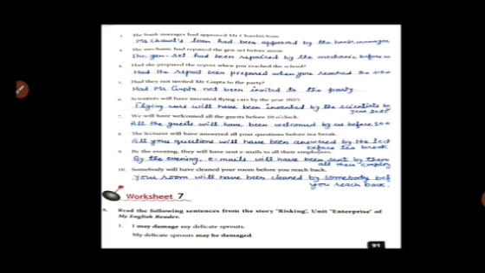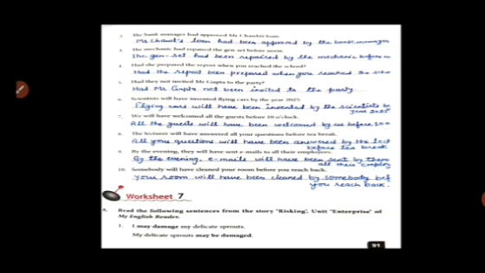Had they not invited Mr. Gupta to the party? Had Mr. Gupta not been invited to the party? Scientists will have invented flying cars by the year 2025. Flying cars will have invented. This is the future perfect tense, and in future perfect tense we use will have been V3.